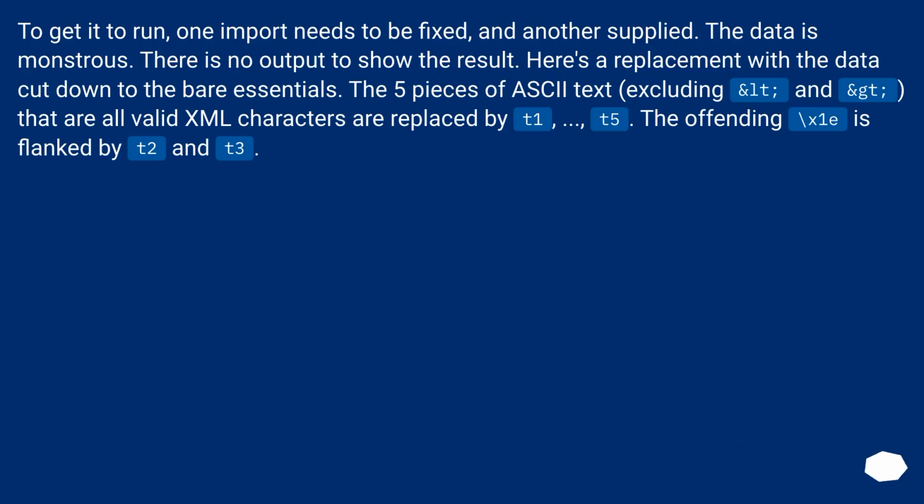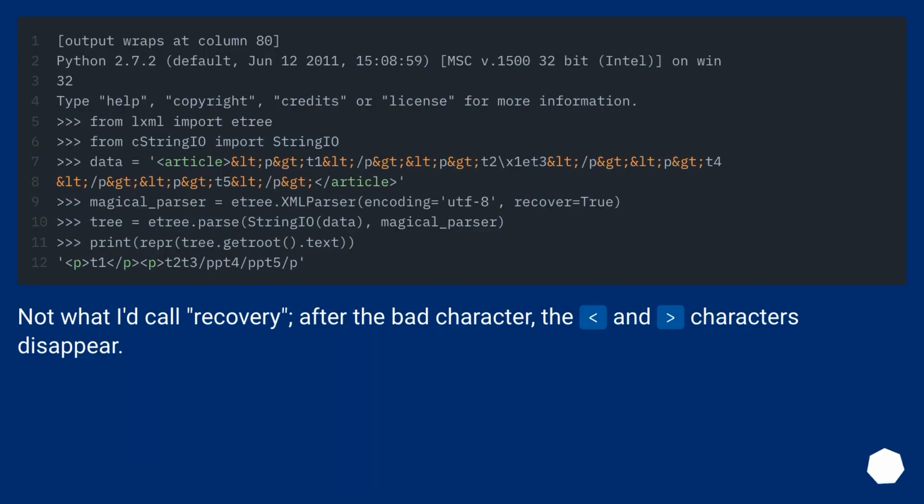To get it to run, one import needs to be fixed, and another supplied. The data is monstrous. There is no output to show the result. Here's a replacement with the data cut down to the bare essentials. The 5 pieces of ASCII text, excluding &lt; and &gt;, that are all valid XML characters are replaced by T1, T5. The offending \x1e is flanked by T2 and T3. Not what I'd call recovery. After the bad character, the &lt; and &gt; characters disappear.